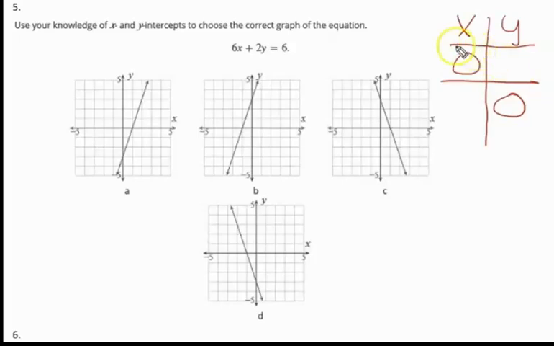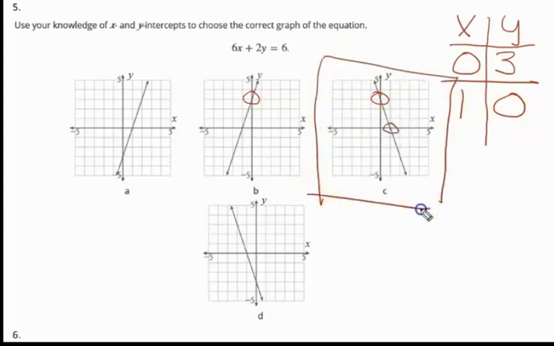Now, for this example, they're asking us to use our knowledge of the x and y intercepts to choose the correct representation. Well, there's our equation in standard form. Take a moment and fill in your x and y intercept t-chart. So if x is 0, y is 3. And if y is 0, x is 1. Now, which does it match up to? Well, 0, 3. It could be this one. Could be this one. The other two are not that. So we need a 1, 0. Well, this one. Okay, so again, knowledge of x and y intercepts is very helpful in something like this.